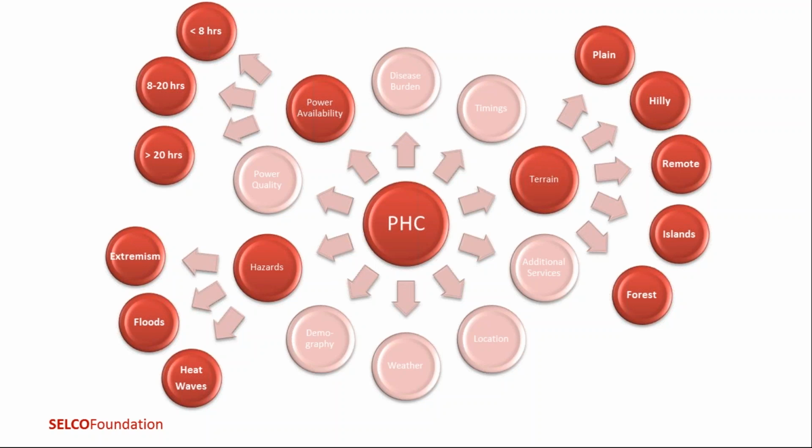Similarly, if you're operating in a flood scenario, you might have a lot of requirement for water purification; in heat waves, a lot of requirement for cooling and fans, etc. And similarly, even in terrains, if you have forested areas, you will be under a lot of tree shade. Therefore, your systems would need to be designed differently. If the PHC is in a very remote area, then they would have very specific health needs, or the servicing of batteries might be difficult. Therefore, you might need to consider a different technology, etc.